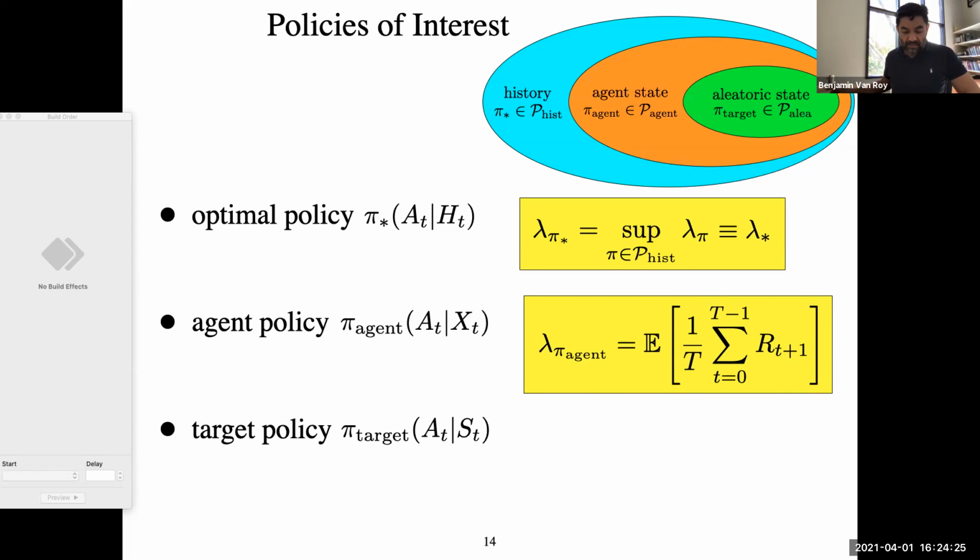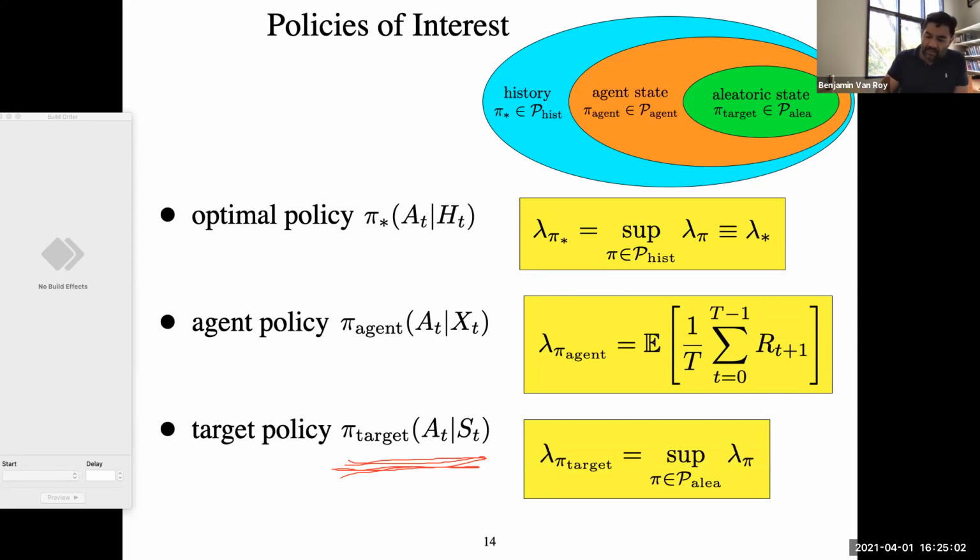Then there's the target policy, pi target, and that's from the class of policies that select actions based only on aleatoric state. The way to think about pi target is that it is how well our agent is actually hoping to do. It's going to hope to do about as well as the best policy that selects actions based on aleatoric state. Indeed, pi target is defined as the policy that maximizes reward among those that select actions based only on aleatoric state. Aleatoric state is telling the agent what it thinks its situation is in the environment. You can imagine an agent selecting actions based on what it thinks its situation is, and we're talking about the policy that does best among those.